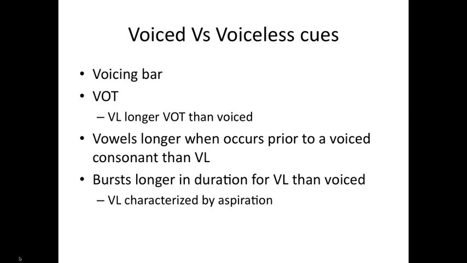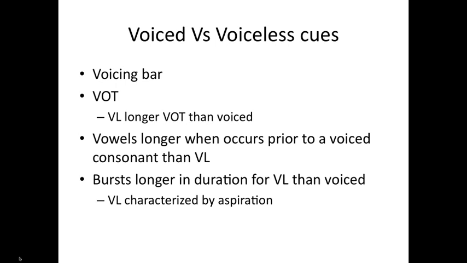Another cue specifically for stops is going to be VOT, right? Voice onset time. It is the time between the release of the burst and the onset of vibration of the vocal folds for the next sound. Voiceless sounds have longer voice onset time than voiced sounds. Now, in duration, another cue is that vowels are longer when they occur prior to a voiced sound than a voiceless sound. Example: hard, heart, tap, tab, right? Tap, tab. We also talked about noise bursts, which are also a cue of stops. Noise bursts are longer in duration for voiceless than voiced.